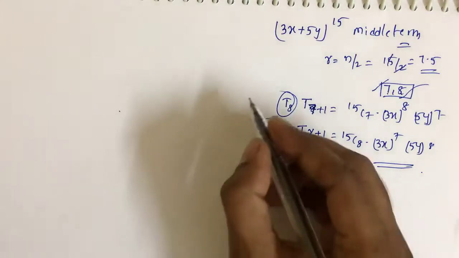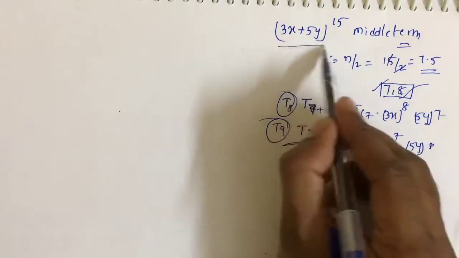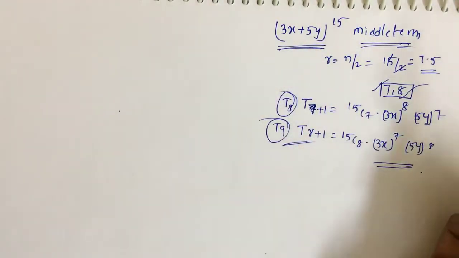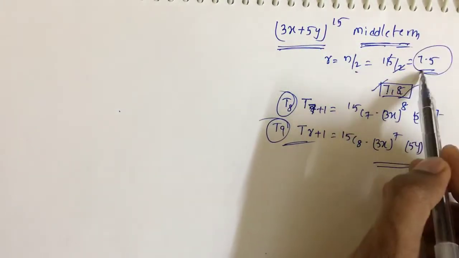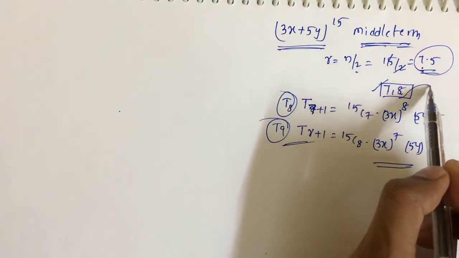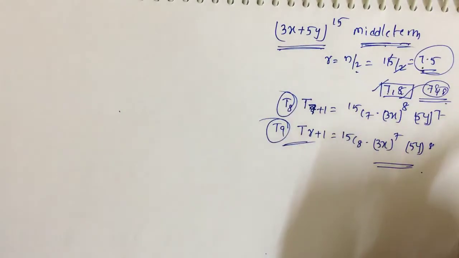Okay, so these are the ways to calculate the middle term. Sometimes they may ask, in this distribution, what are the middle terms? If they ask like this, the middle terms will be 15 by 2, which means 7.5. So 7.5 means you cannot take exact 7.5, you have to take 7 as well as 8. So this is about the binomial distribution.